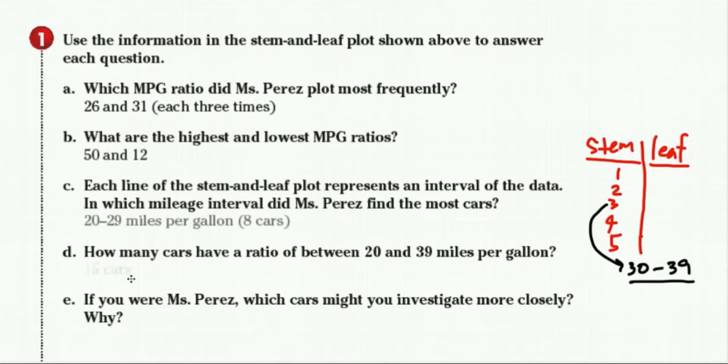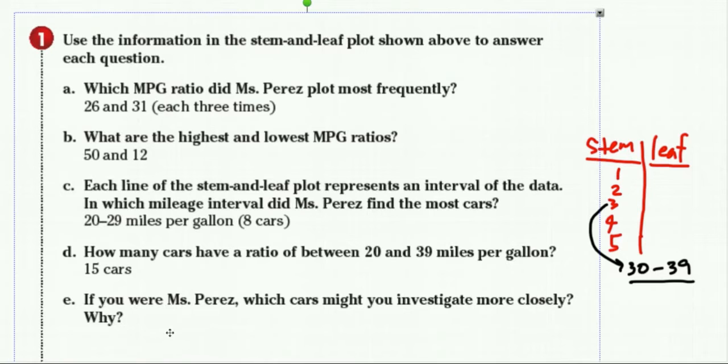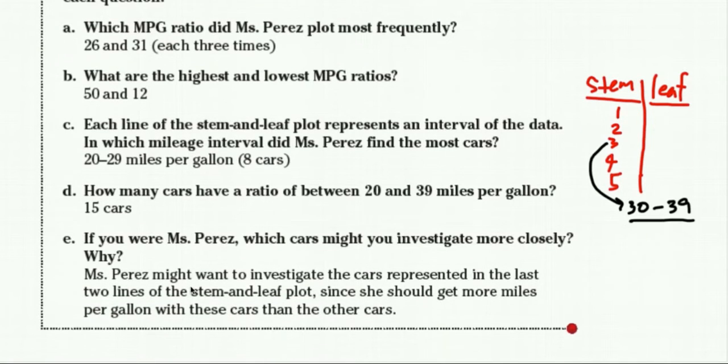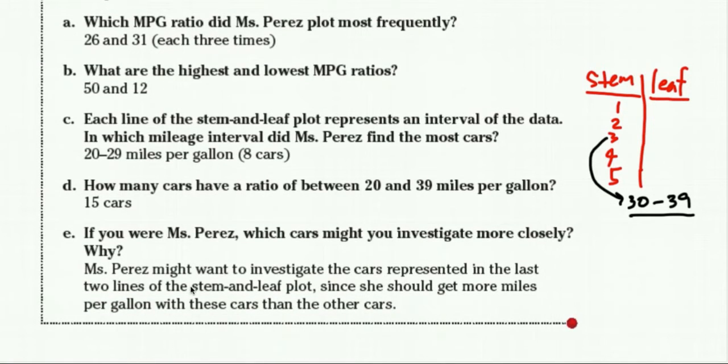If you were Miss Perez, which cars might you investigate more closely and why? This now becomes a subjective question. Miss Perez might want to investigate the cars represented in the last 2 lines of the stem and leaf plot, since she should get more miles per gallon with these cars than any other cars.